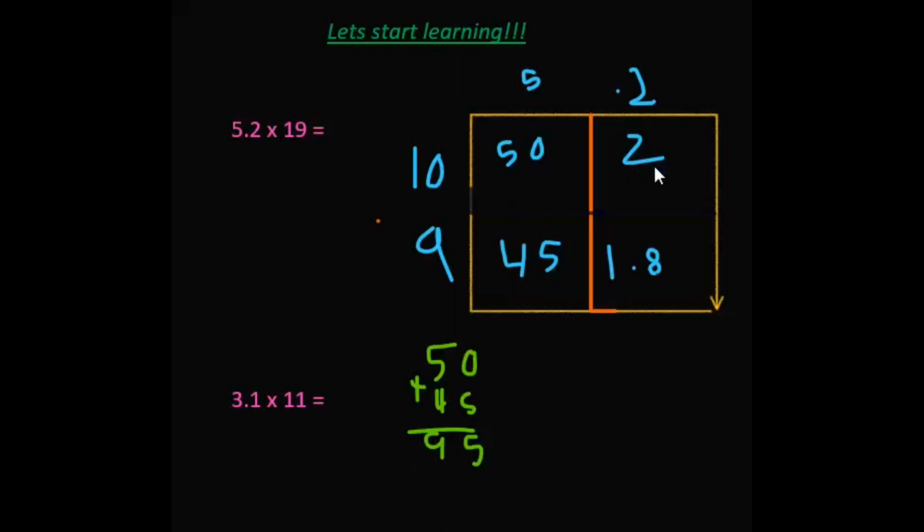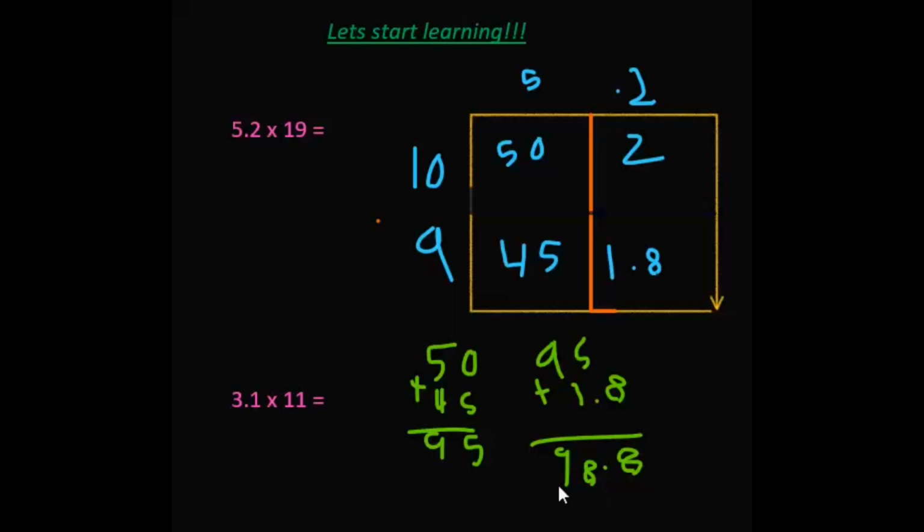Now let's do this column. We should already know that 2 plus 1 and 8 tenths equals 3 and 8 tenths. Now let's do 95 plus 3 and 8 tenths. 8 tenths plus 0 equals 8 tenths. 5 plus 3 equals 8. And 9 plus 0 equals 9. Yay, we can do math. No, I'm just kidding. So we got an answer of 98 and 8 tenths.